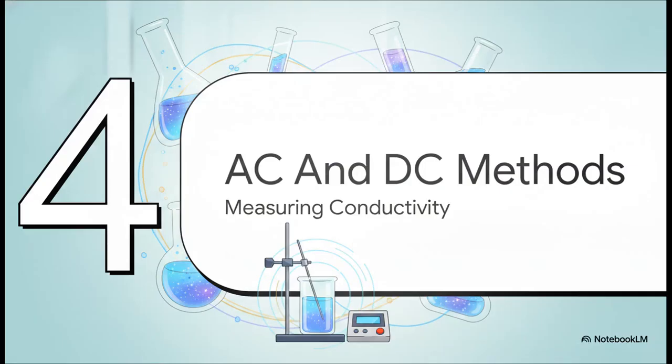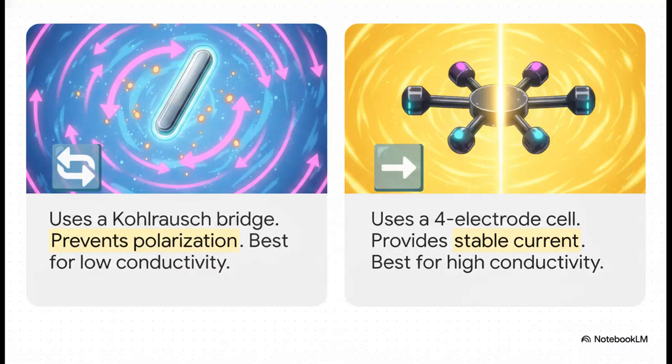Moving on to part 4, measuring conductivity, AC and DC. Because the real trick here is, how do we accurately measure these invisible ions with our lab apparatus without messing up their natural behavior? In the lab, we generally rely on 2 primary methods.